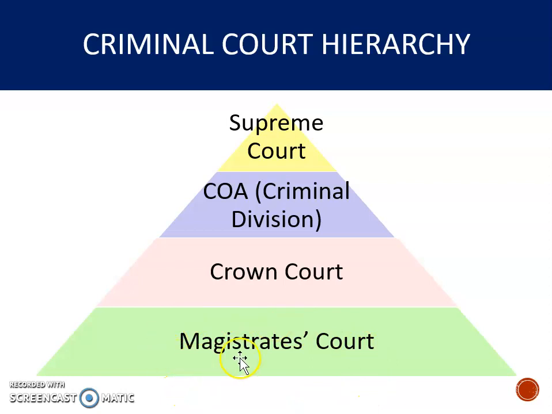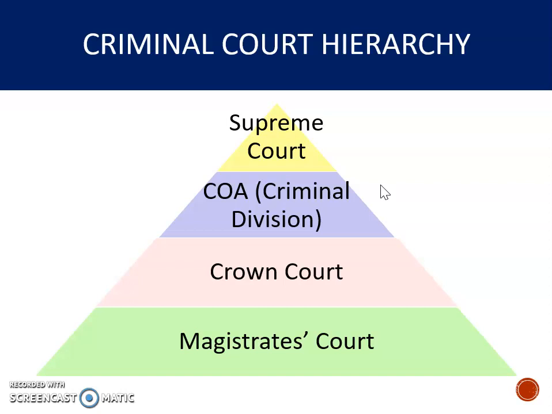We've got the Magistrates' Court at the bottom, the Crown Court here, the Court of Appeal and the Supreme Court at the top. Now remember, these two courts at the bottom are courts of first instance, which means that they're hearing cases for the very first time, whereas the Court of Appeal and the Supreme Court are our appellate courts, which means that they're appeal courts and they only hear appeals.